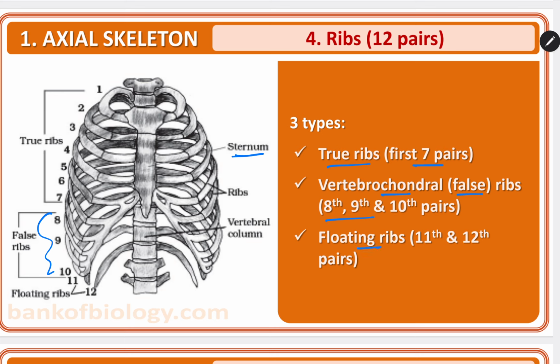Next, floating ribs. 11th and 12th pairs are floating ribs because on the back side they are connected to the vertebral column, but on the front side they do not connect to the sternum. That's why they are called floating ribs. So this is 7, 8, 9, 10 and 11, 12. 12 pairs of ribs are there.